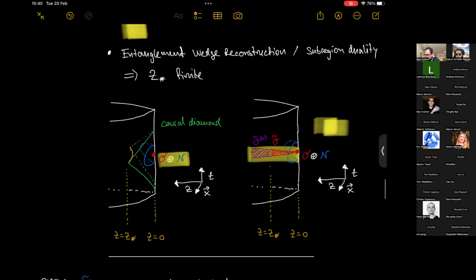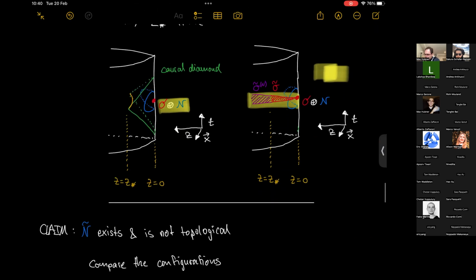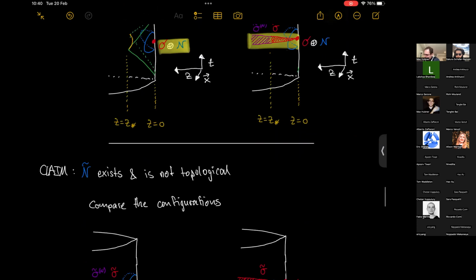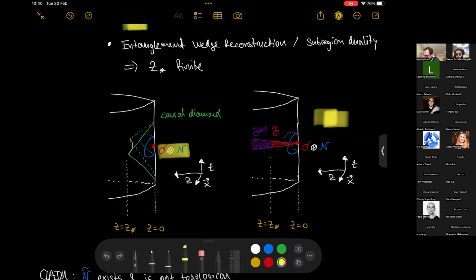So now I want to give the main claim and the argument for it. So here, in the picture we just discussed, I've avoided drawing an N tilde. And so now I will argue that N tilde exists and that N tilde is not topological.